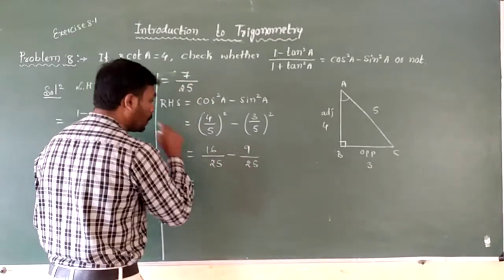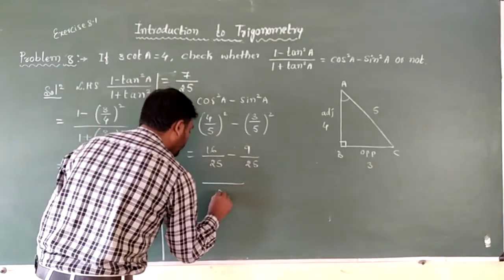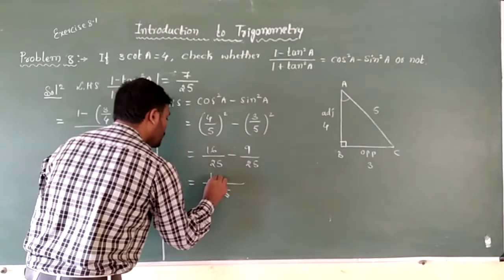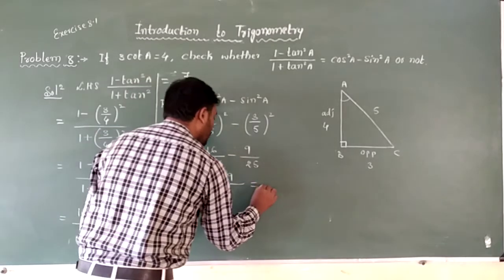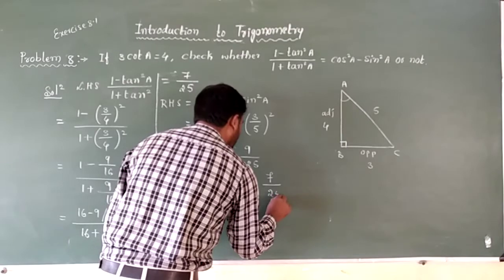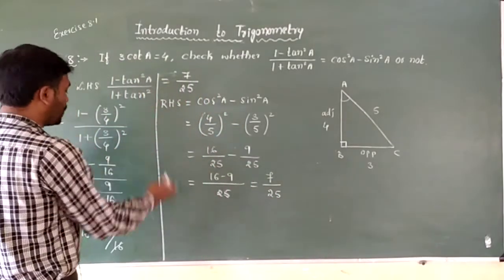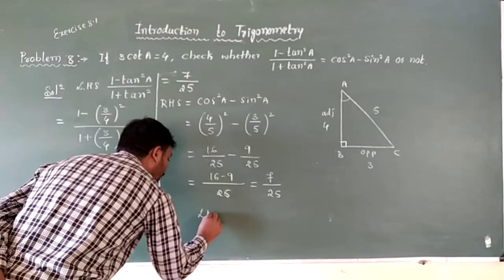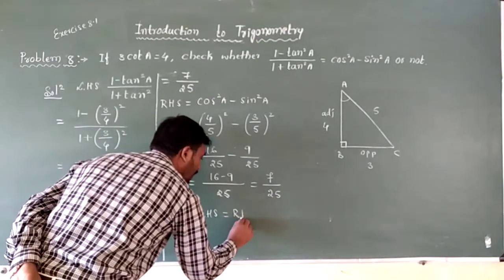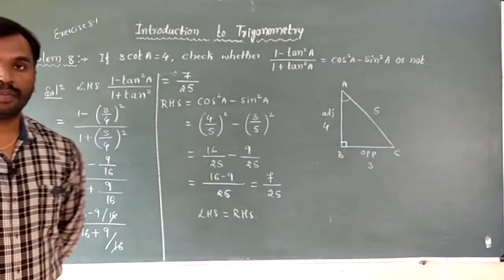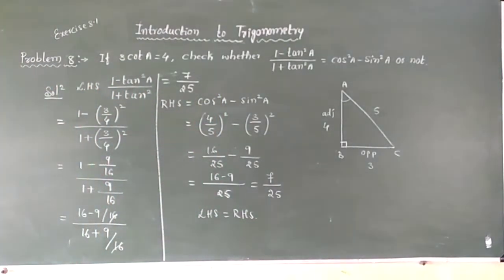So this is equal to, LCM is 25. 16 minus 9 is equal to what? 7 divided by 25. Now compare both LHS and RHS. Both LHS and RHS are equal. So hence it is verified. Both are equal, children. So in this way we can prove the result.